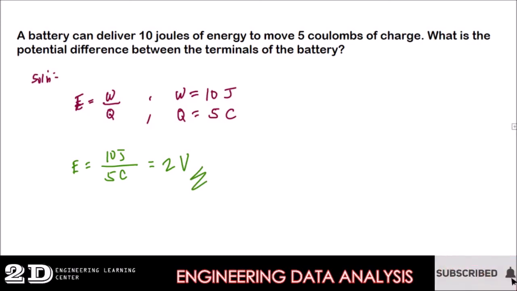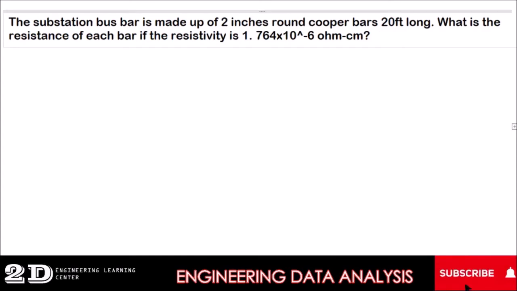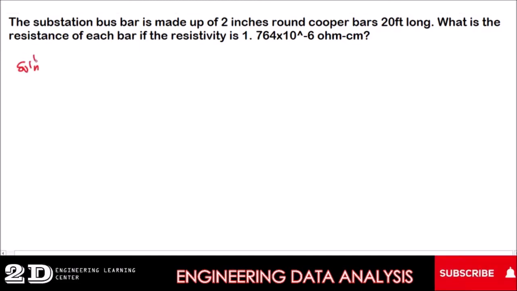Okay, next. A substation bus bar is made up of 2 inches round copper bars 20 feet long. So what is the resistance of each bar if the resistivity is 1.764 times 10 to the power of -6 ohm centimeter? So this problem will now involve the resistance in the conductor in a wire. So yung magiging formula natin is using the R. So R is equal to resistivity times length over area.